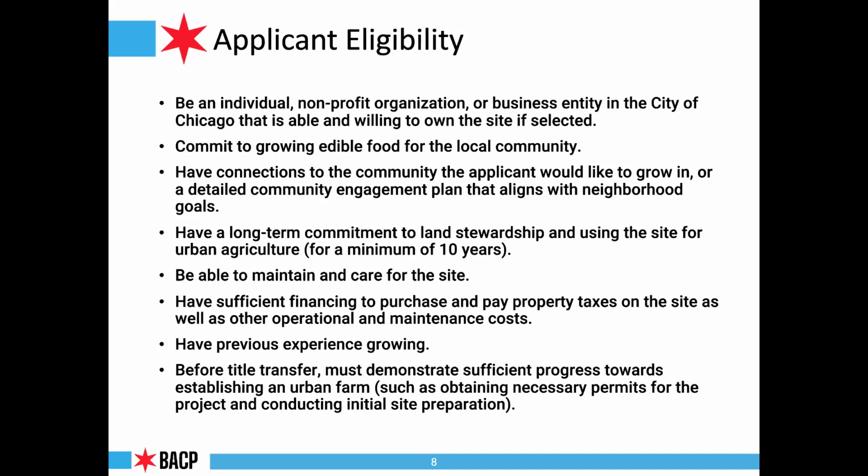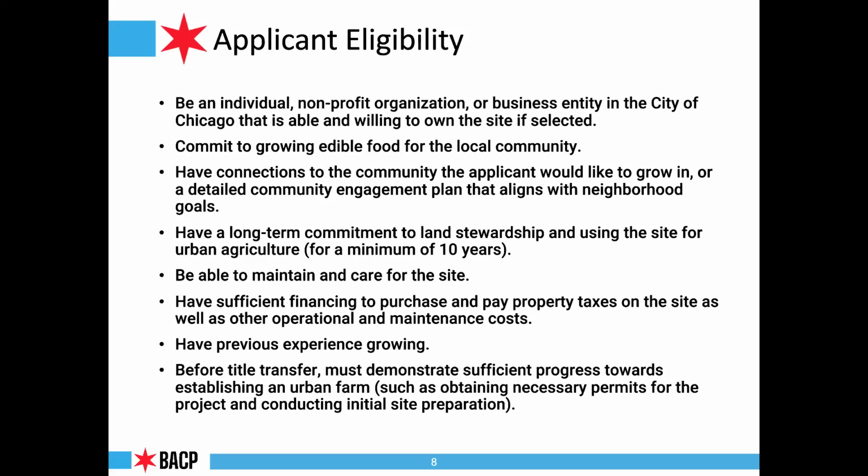The applicant should have connections to that community where they would like to grow in and provide a detailed community engagement plan that aligns with the community's overall goals. They have to have a long-term commitment to stewarding the land. So that means that we expect this to be an urban agriculture site for at least 10 years.